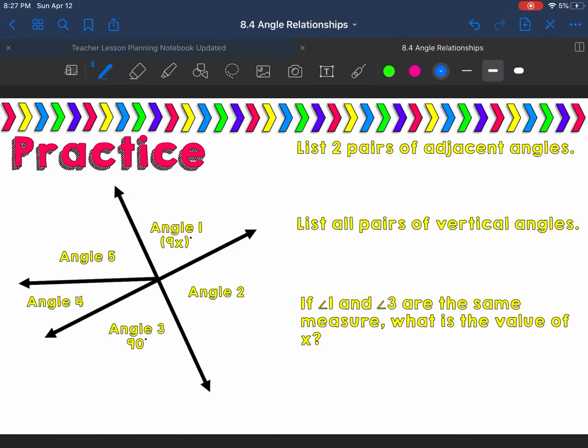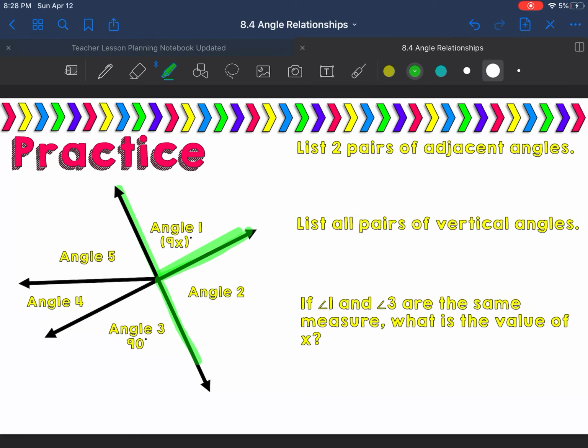All right, let's move on to a different practice problem. In this practice problem, I have a really weird looking angles, right? 5 different angles in one picture. The first thing it wants me to do is list 2 pairs of adjacent angles. Remember, adjacent angles are angles that share a same side. So let's take a look and see if we can find any adjacent angles.